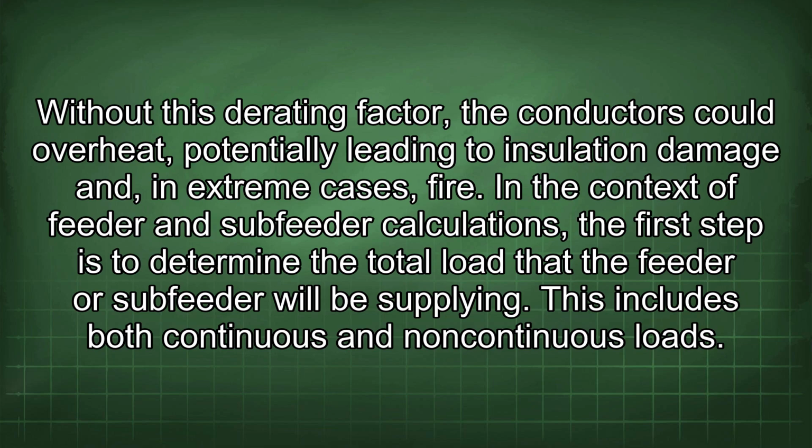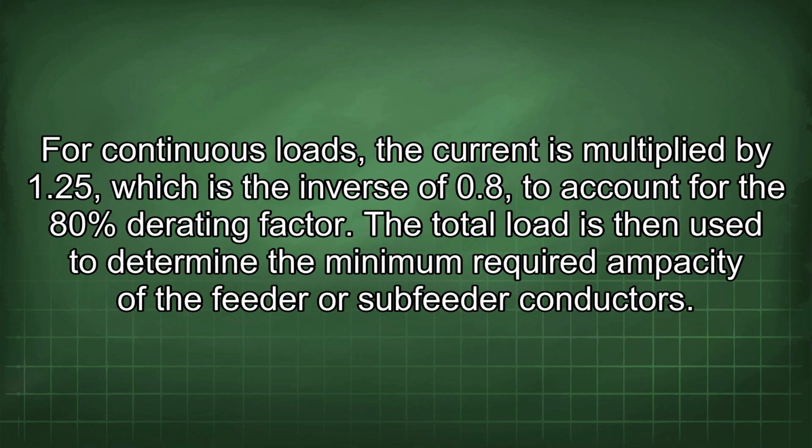In the context of feeder and subfeeder calculations, the first step is to determine the total load that the feeder or subfeeder will be supplying. This includes both continuous and non-continuous loads. For continuous loads, the current is multiplied by 1.25, which is the inverse of 0.8, to account for the 80% deration factor. The total load is then used to determine the minimum required ampacity of the feeder or subfeeder conductors.